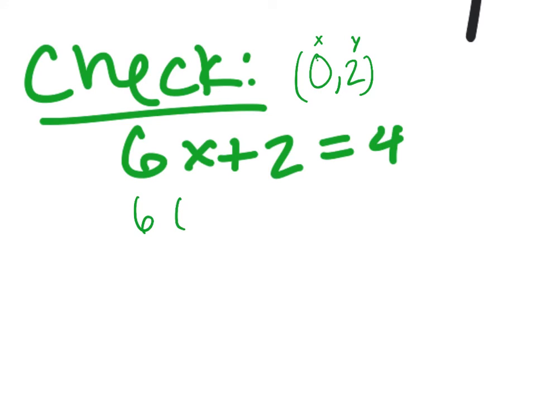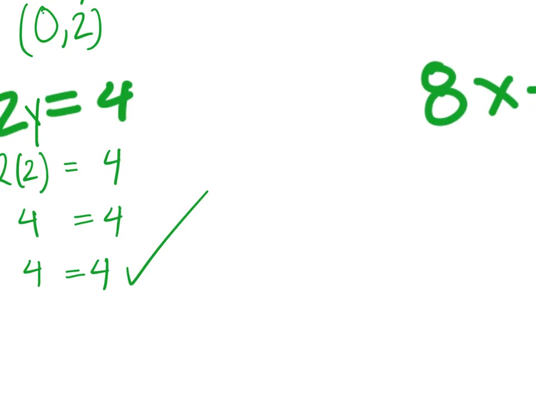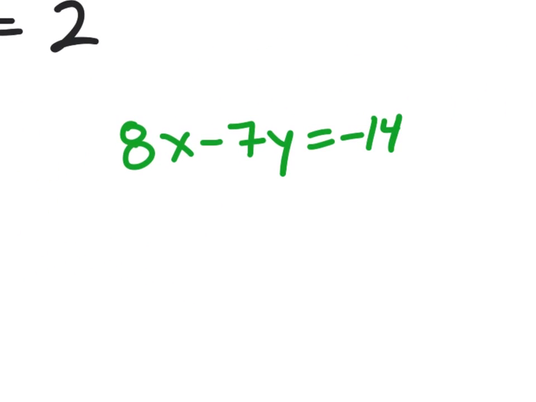Let's plug it in. 6 times 0 plus 2 times 2 equals 4. I forgot to write the y, that's a y right there. 6 times 0 is 0. 2 times 2 is 4. 0 plus 4 is, in fact, 4. Huzzah!